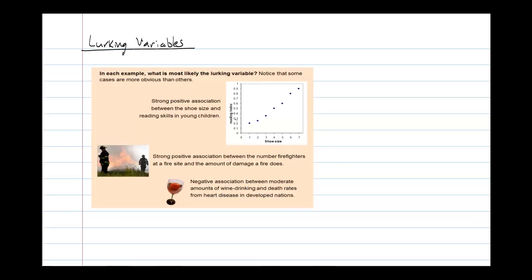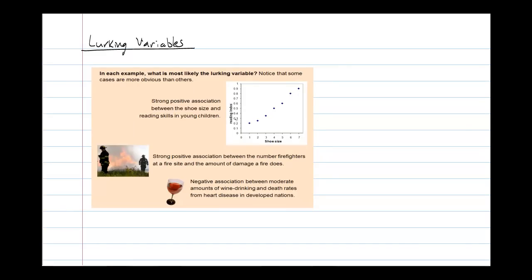So let's go ahead and look at some graphs where we're talking about lurking variables to give an idea of what we're looking at here. Now sometimes it's hard to determine what lurking variables are because a lot of times we don't study them. So for our first example, let's go ahead and look at some graphs.